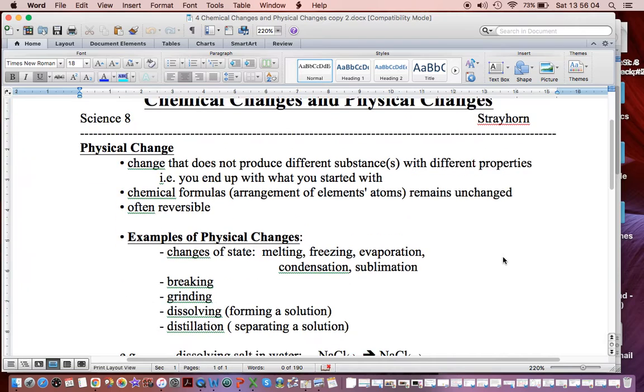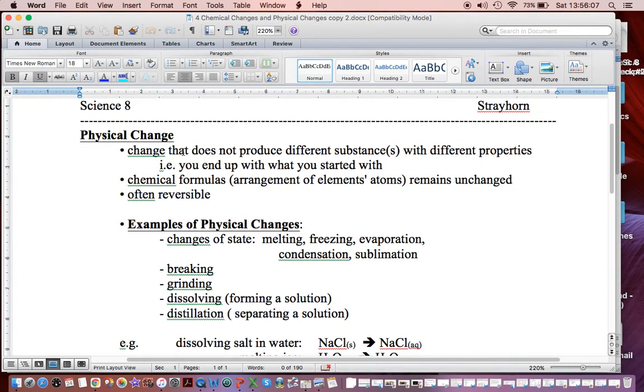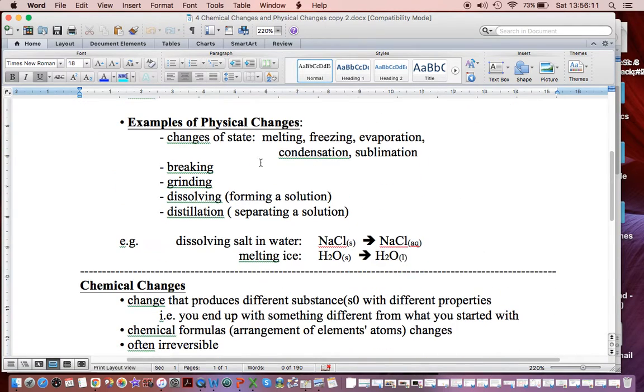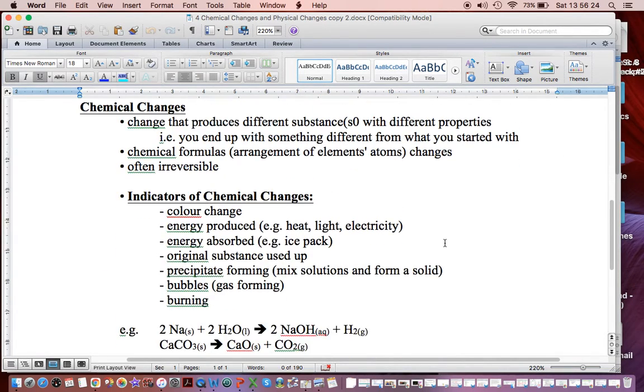And you had this sheet. So it reminded you that a physical change, you end up with what you started with. And we gave you these examples that included change of state, breaking, grinding, dissolving, distillation. If you see a chemical equation where the formulas have not changed, then you know it's a physical change.